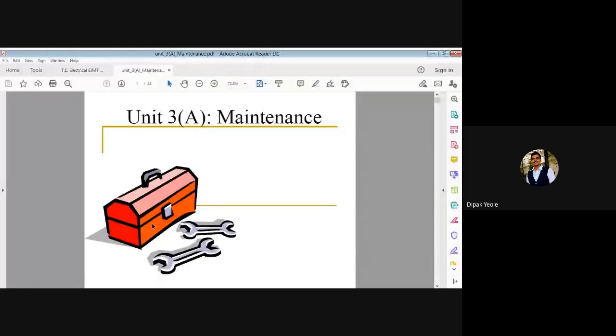So can you write the equipments you have seen? Maybe an electrician or technician has come to your house, and they carry a bag, and in that bag there are different equipments. Can you name a few equipments so that I can know your knowledge about maintenance and about this toolbox? What are the different equipments available?